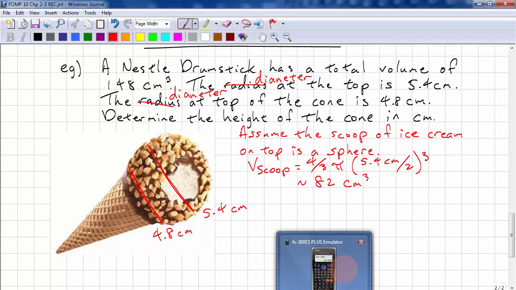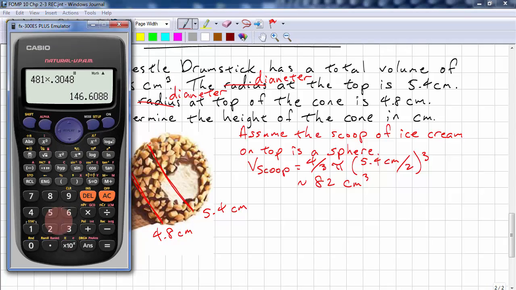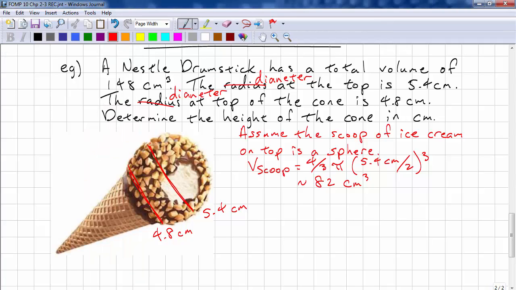Let's punch that on the calculator to verify. We can do our 5.4 divided by 2, and we'll cube it times 4 times pi divided by 3. We get 82.4, and we can round it off. Now, the volume of the cone is 148 cubic centimeters minus the scoop, which is 82 centimeters cubed. That gives us 66 centimeters cubed.